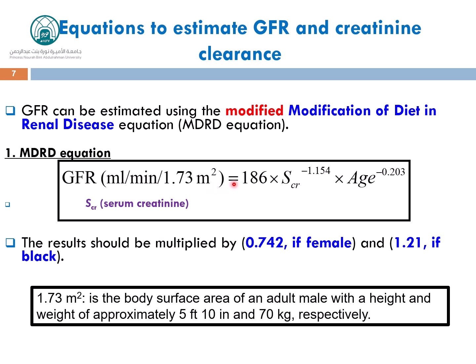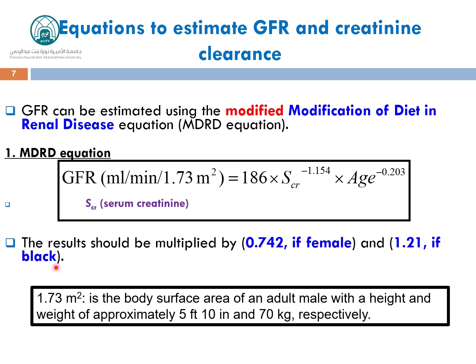So the GFR will equal 186 multiplied by the serum creatinine to the power minus 1.154, multiplied by the age of the patient in years to the power minus 0.203. The result should be multiplied by 0.745 if she is a female, and by 1.21 if the patient is black.